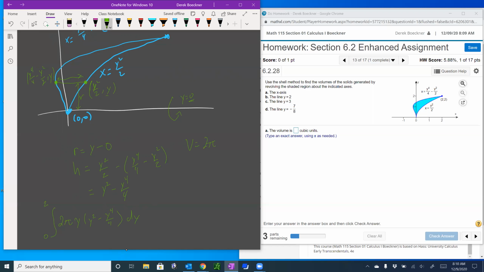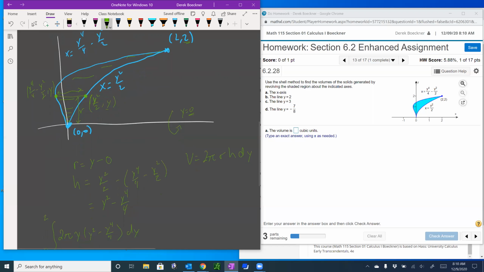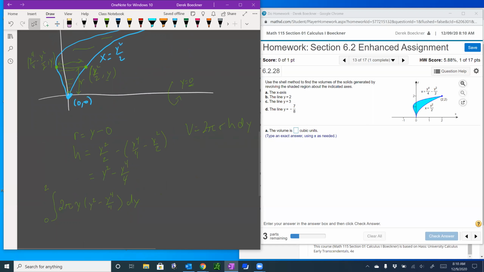Why is it from 0 to 2? So I get strips starting at 0, right? And then I stop getting them when I get to 2. Okay. Other questions about the setup?